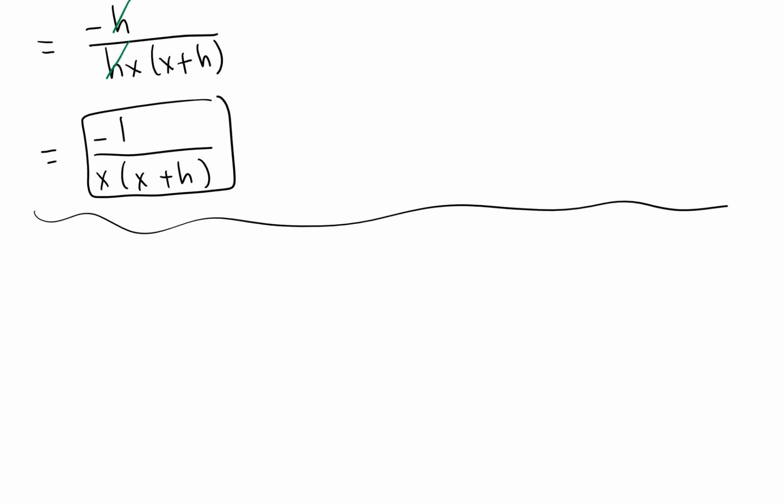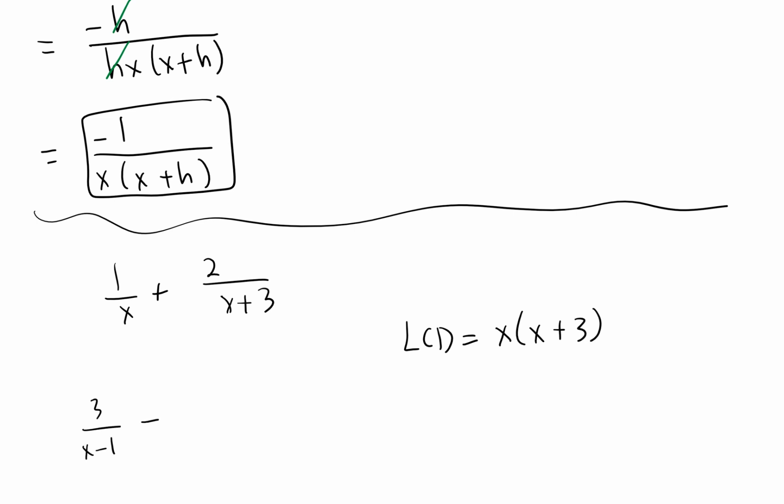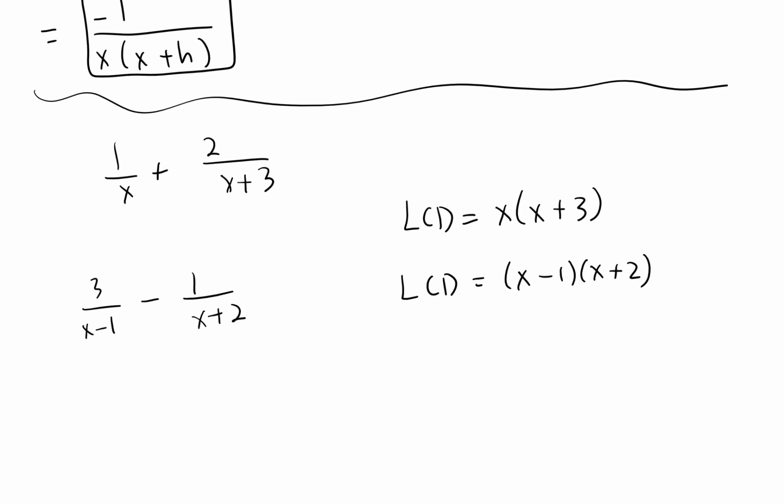If we go back to algebra and we have, let's say, 1 over x plus 2 over x plus 3, what would be the LCD? The least common denominator would be simply their product, x times x plus 3. If we have 3 over x minus 1 over x plus 2, again, the LCD is simply their product, x minus 1, x plus 2. That's how we find LCDs. Other questions?